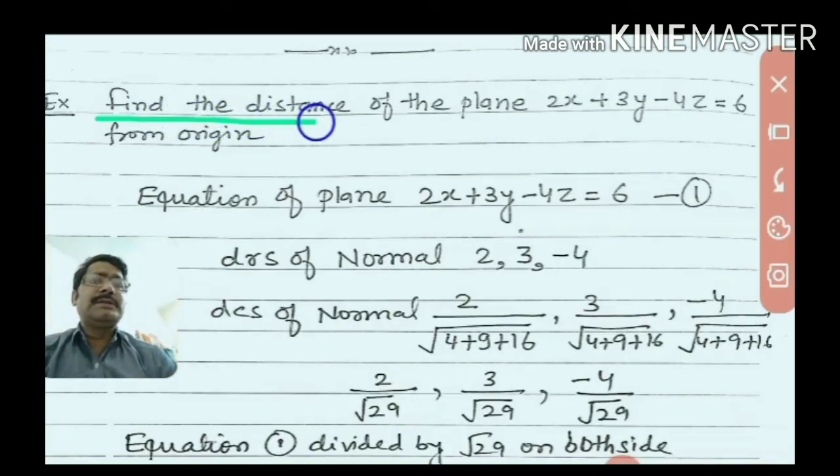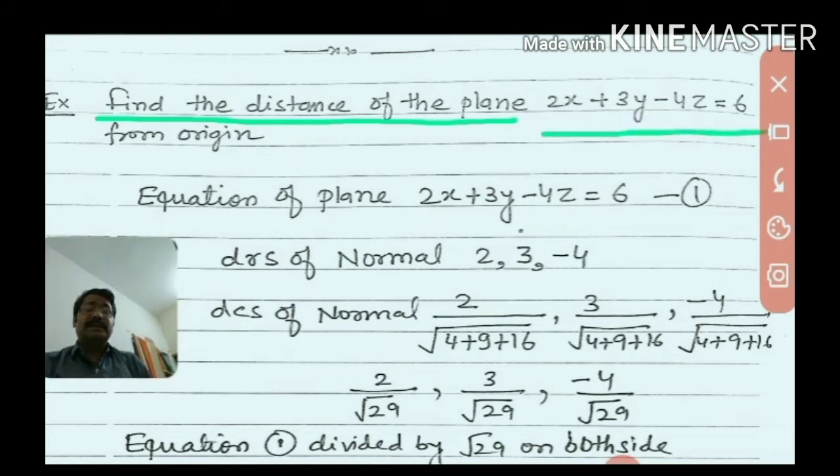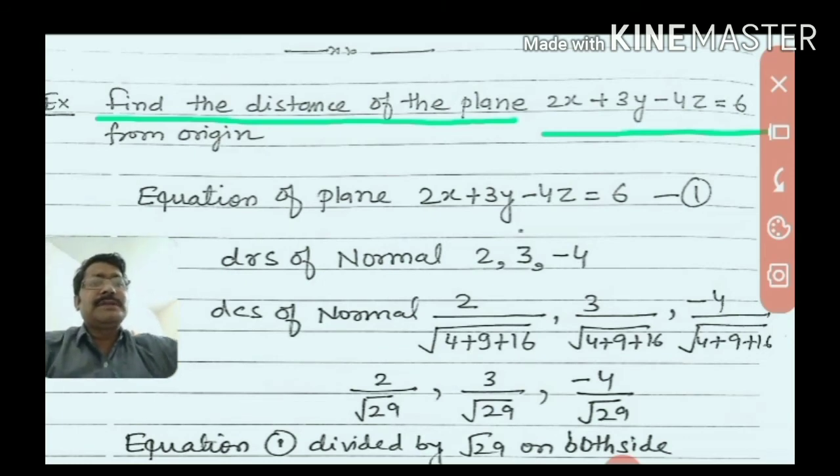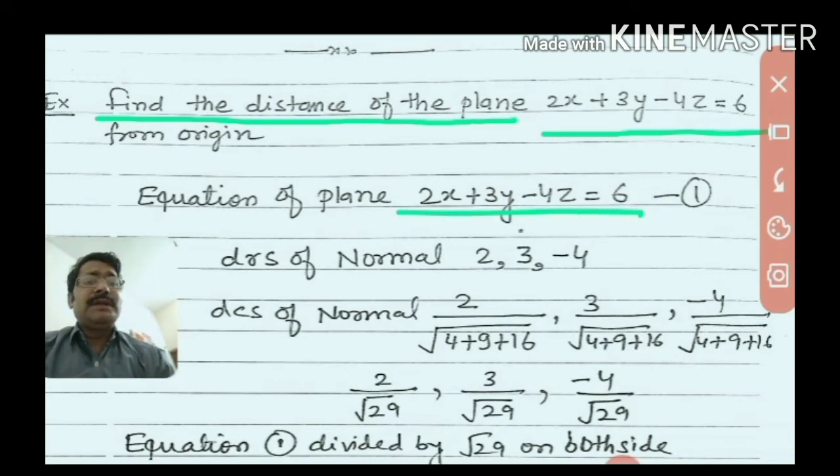Find the distance of the plane 2x plus 3y minus 4z equal to 6 from the origin. That means we have to find the perpendicular distance of the plane from the origin. Here the plane is given to you. Look here, these 2, 3, 4 are not direction cosines. Actually these are direction ratios.